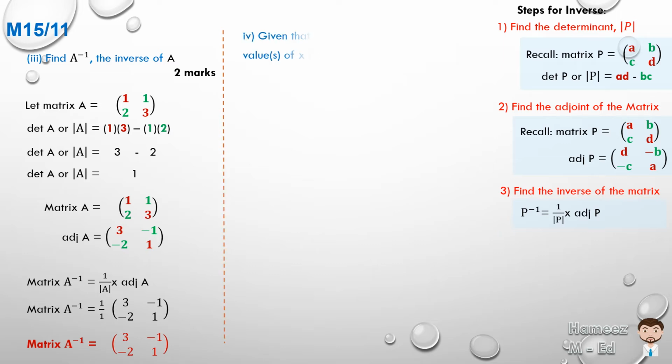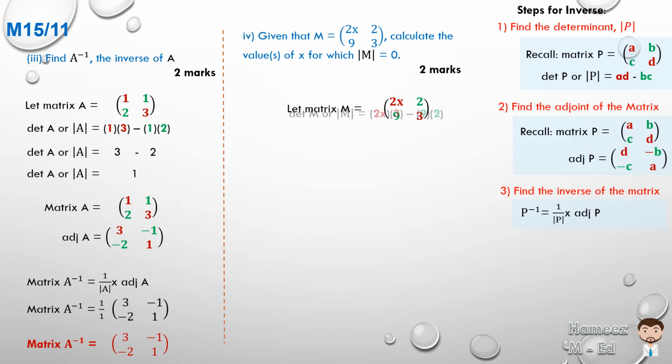Part 4. Given that M is equal to 2x, 2, 9, 3, calculate the values of x for which the determinant of M is equal to 0. So we already have that format in part 1, how to work out the determinant. So let matrix M be 2x, 2, 9, 3, and follow the format again. Multiply the red terms, 2x by 3 minus 9 by 2. And we're saying that the determinant is 0. So it'll be 0 is equal to 6x minus 18.